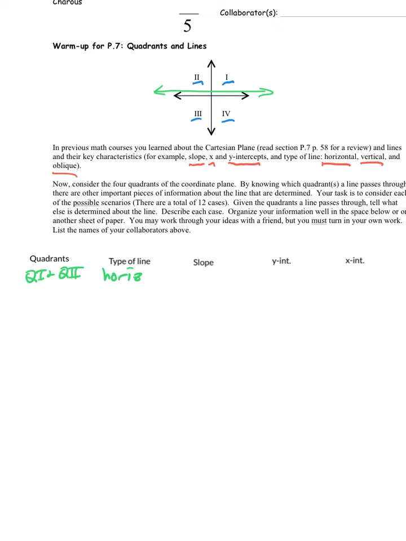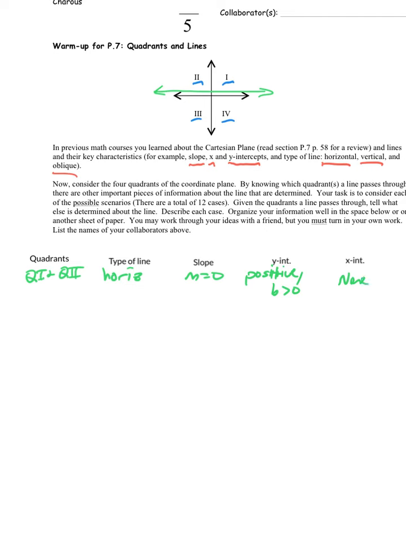If we have a horizontal line, that means its slope, which we represent by the letter M, is 0. We cannot determine a particular value for the y-intercept, but we can tell something about the y-intercept. And in this case, if the line passes through quadrants 1 and 2, we know that the y-intercept is positive. Or we could simply write b is greater than 0. We use the letter b to represent the y-intercept. And for this particular horizontal line, we do not have any x-intercept, so I'm going to put none here.